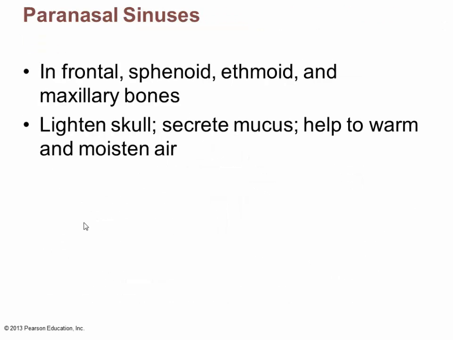Now the paranasal sinuses. These are the sinuses that we learned way back when we did the skeletal system in lab. It's those empty cavities inside the head. Those are sinuses that have to do with the respiratory system. You find them in the frontal bone, the sphenoid, ethmoid, and maxillary bones. Their job is to lighten the skull because you have a big open area. They also secrete mucus, which helps warm and moisten air. And when you blow your nose, you are draining some of the fluid that's inside the sinuses.